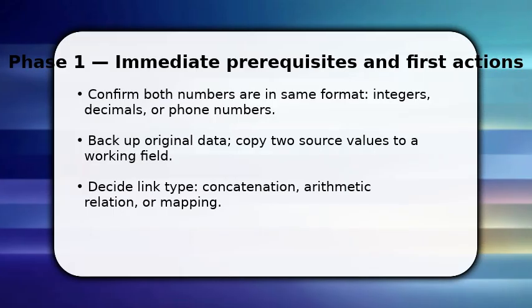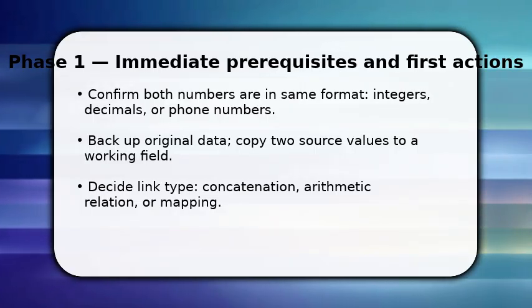You begin by preparing the two numbers so they behave predictably. Check formats, integers, decimals, or formatted phone values, because mismatches break links. Once done, copy both values to a working field or spreadsheet row. Make a backup first so you can undo changes.